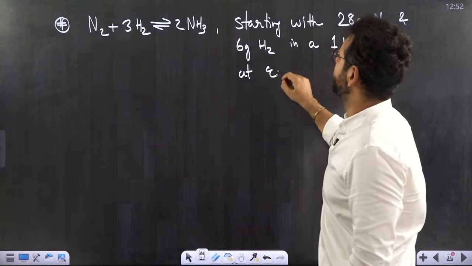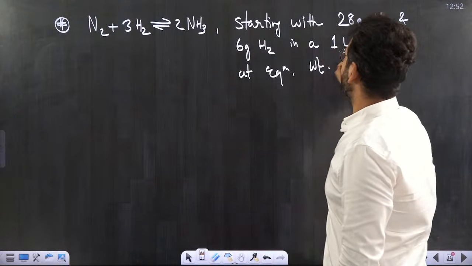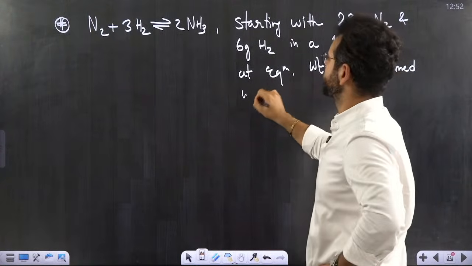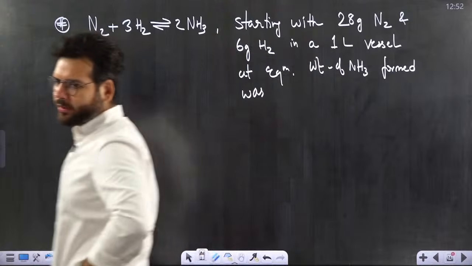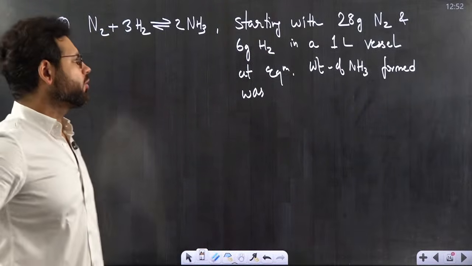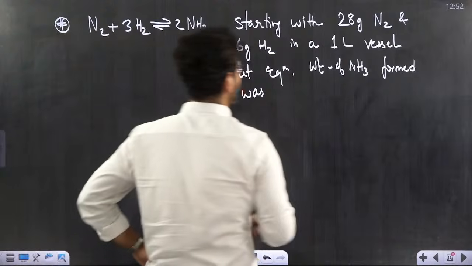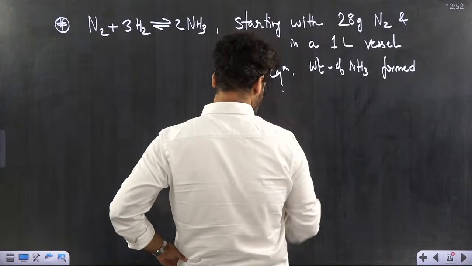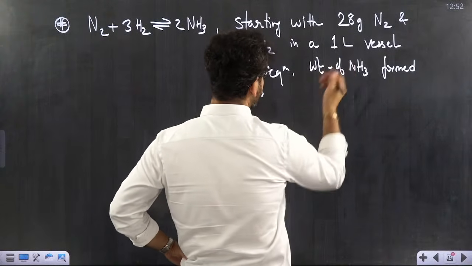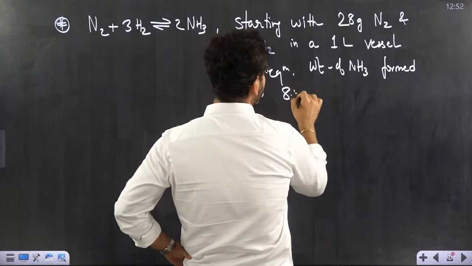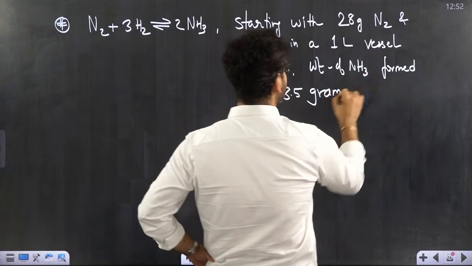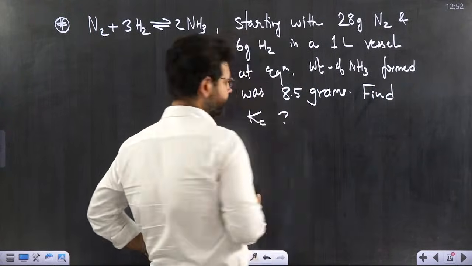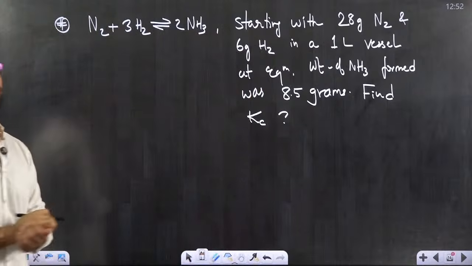At equilibrium, weight of ammonia formed was, let's take it as 8.5 grams. Find equilibrium constant Kc. Okay, think of this question, do it yourself.